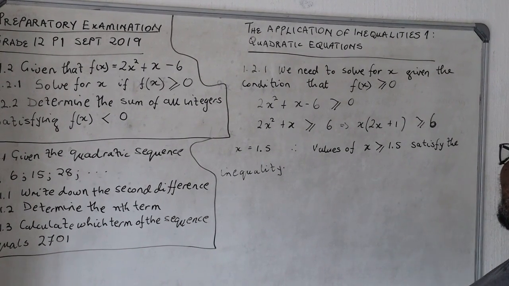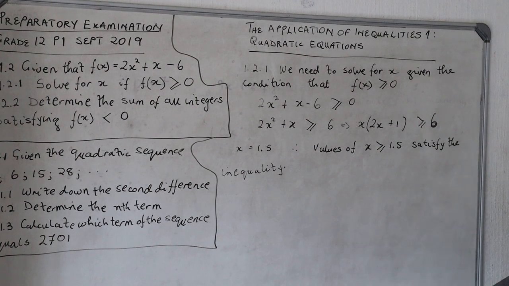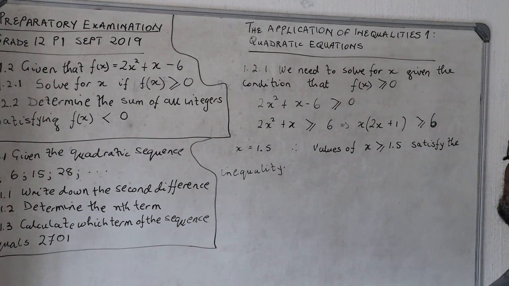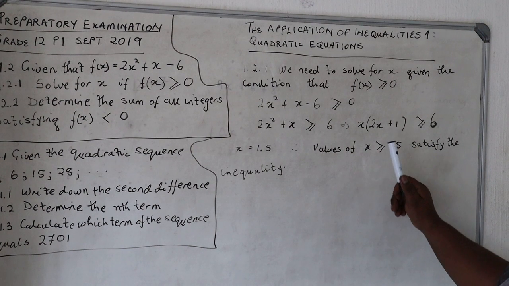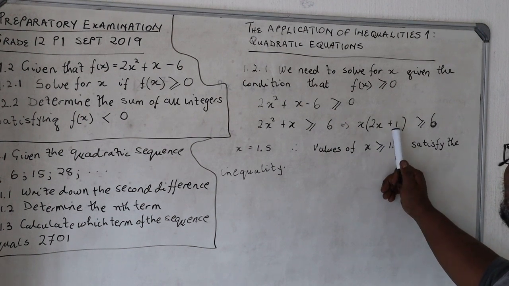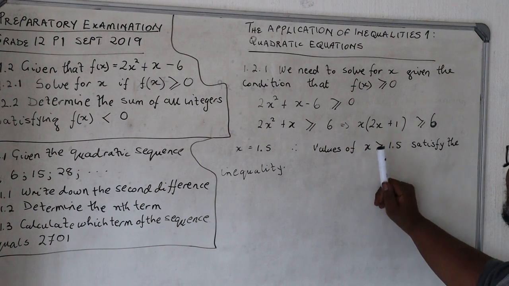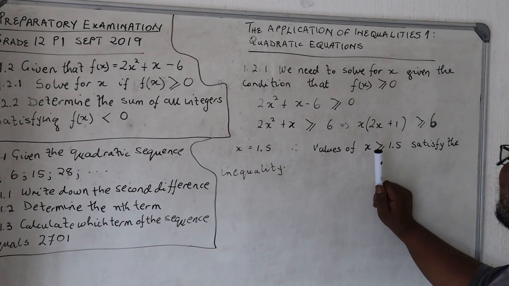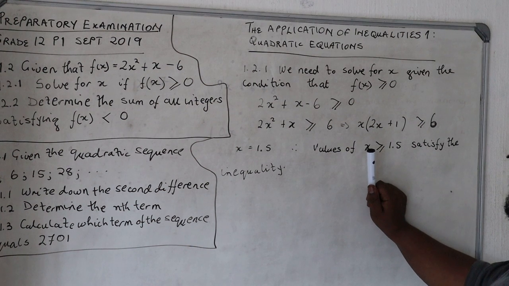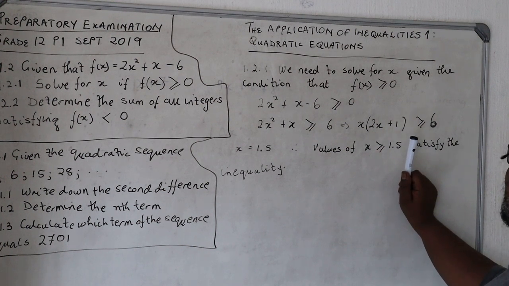Then we go and look at the negative values of x. If we look at, for instance, minus 1, this will be minus 2, plus 1, that gives minus 1, and minus 1 times minus 1 gives us 1, and 1 is not equal to 6, and 1 is not greater than 6.